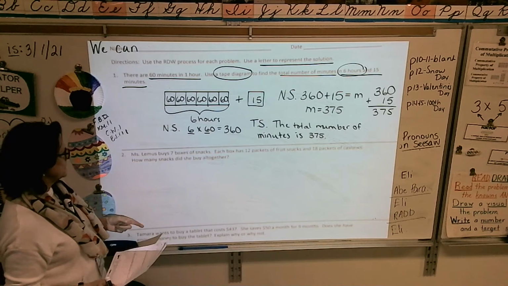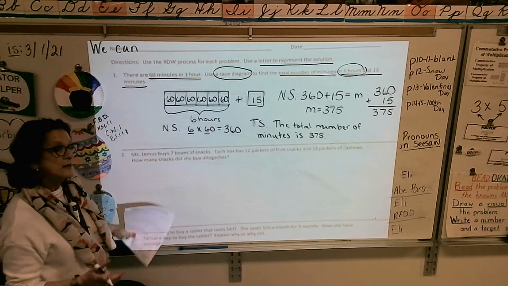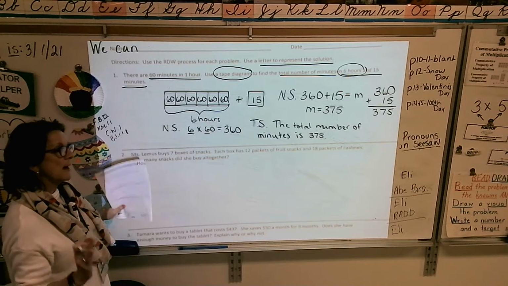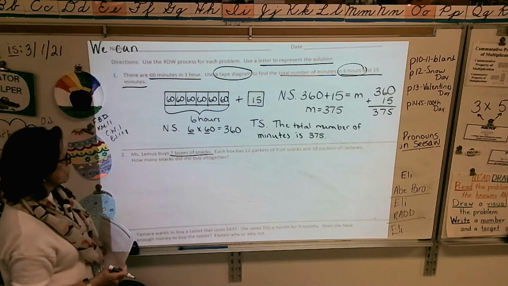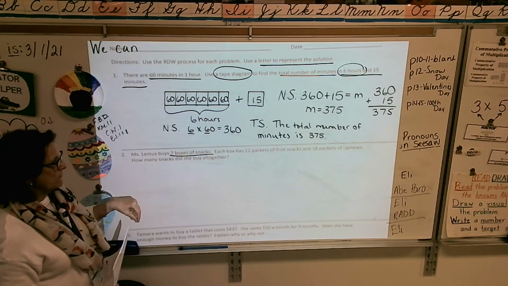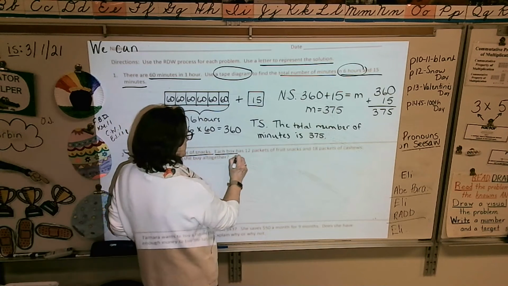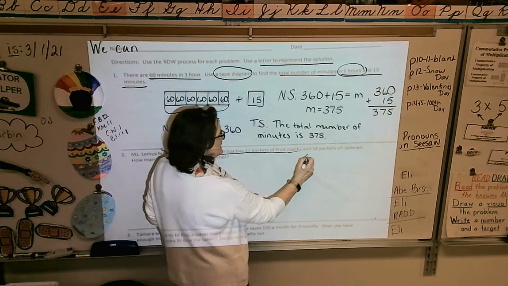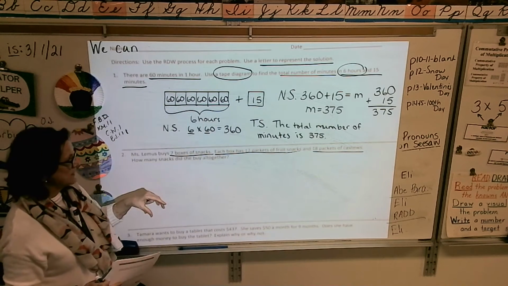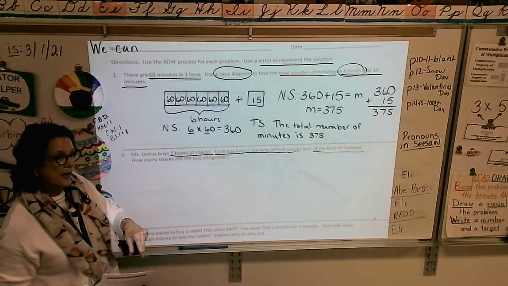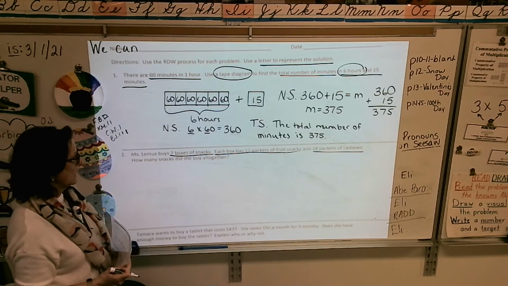It says Ms. Lemus buys 7 boxes of snacks. So I can already picture 7 boxes. I know somewhere in my picture I'm going to be drawing 7 boxes. Each box has 12 packets of fruit snacks and 18 packets of cashews. So I've got a box, and in it there's 12 packets of fruit snacks and 18 packets of cashews. I don't know about you, but this is making me hungry.